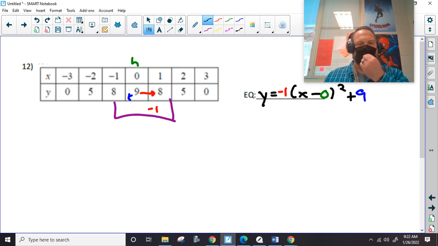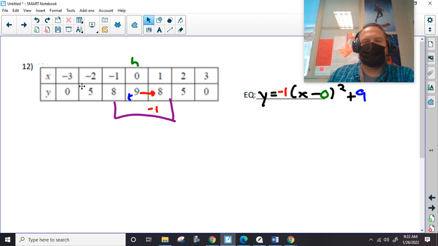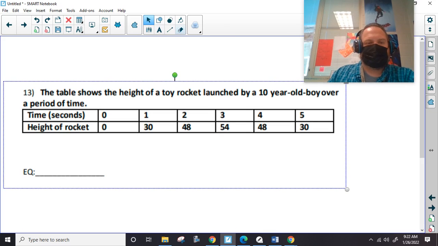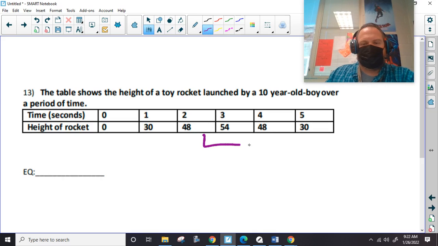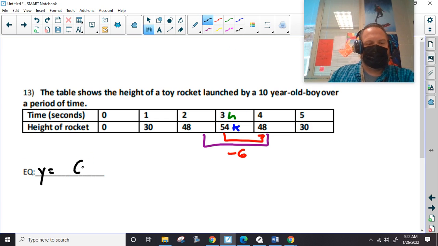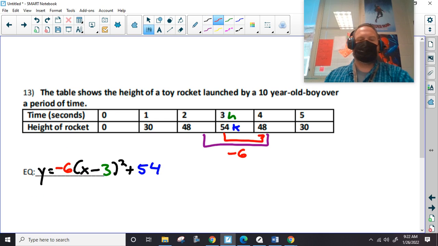So that was number 12. And number 13. There's my repeating H, K. To get from 54 to 48, I subtract 6. All right. So that's kind of it.